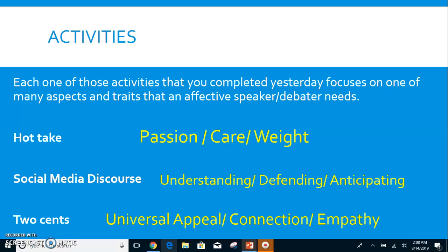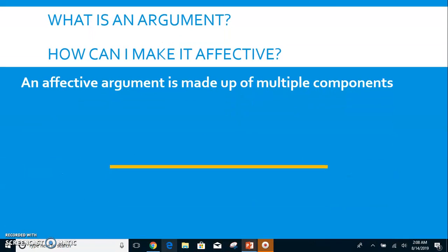Continuing where we left off, we're going to look at exactly what is an argument and how I can make it effective.